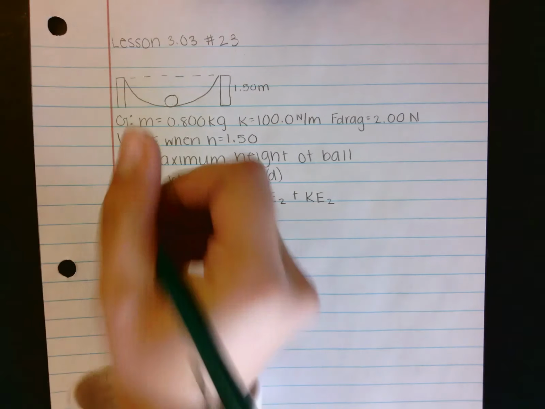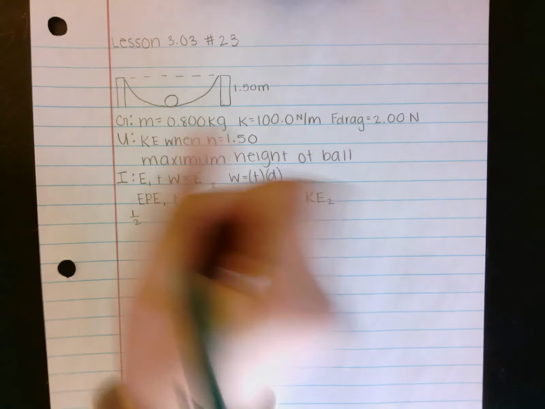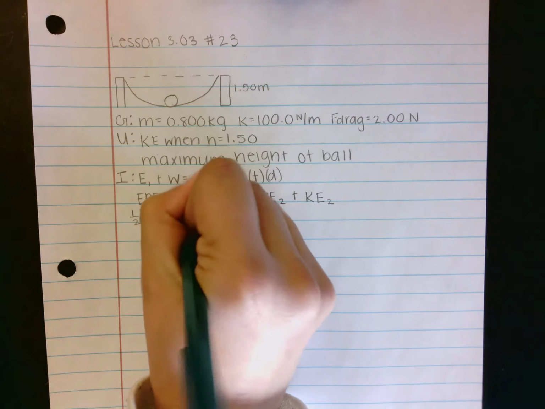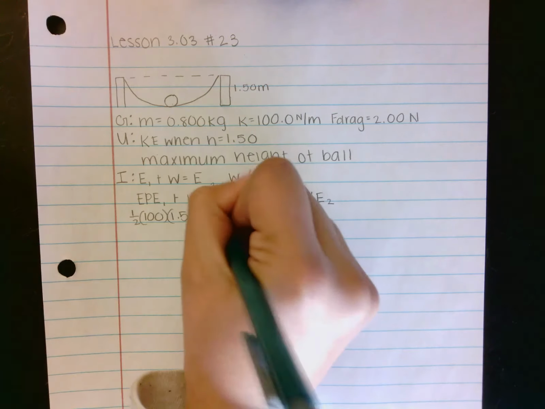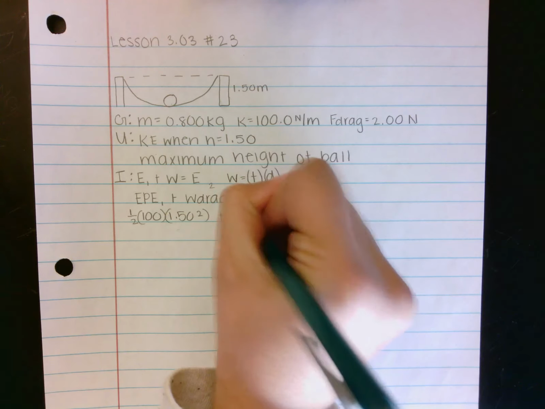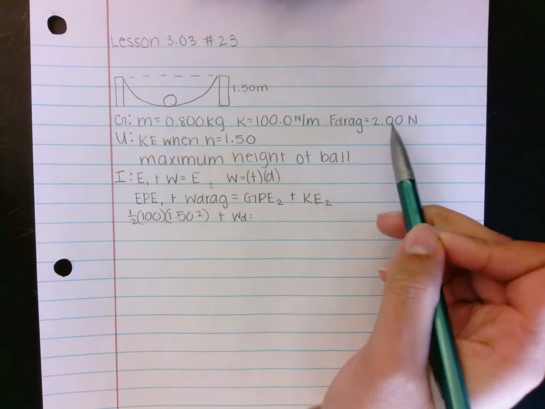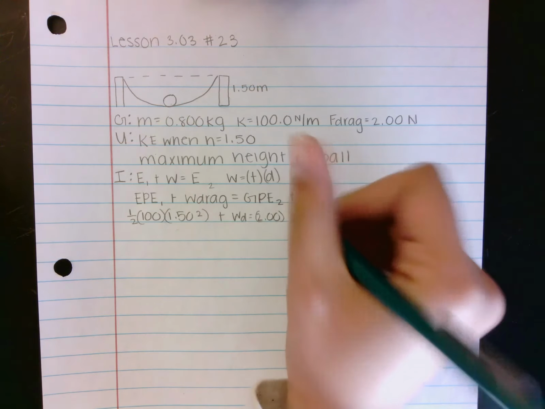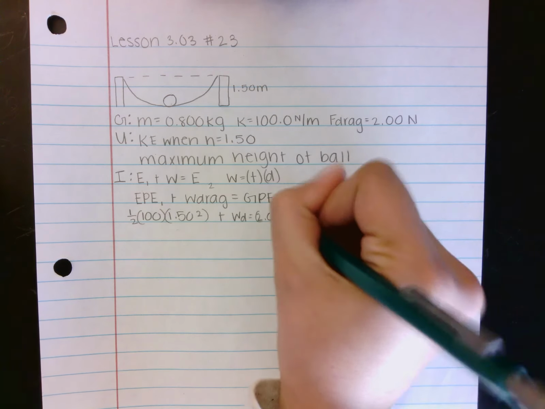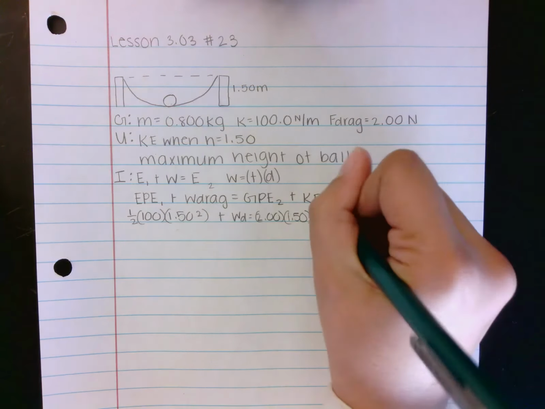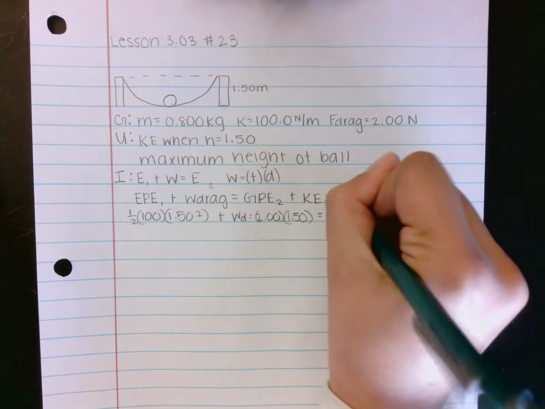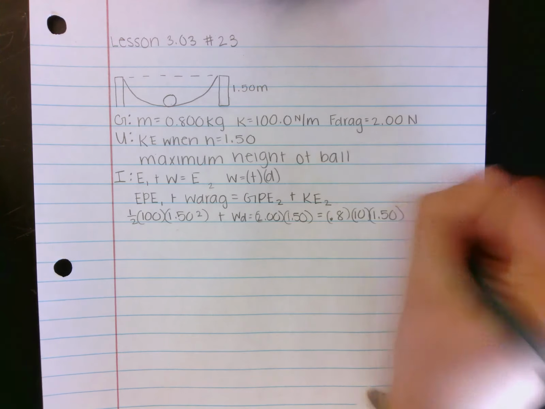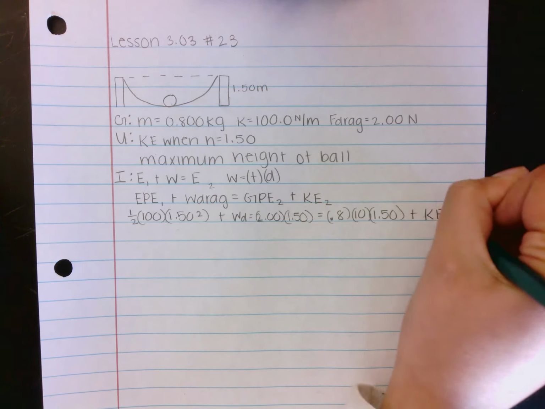So now we can plug in some numbers. 1/2, the K is 100, and then the X is just 1.5, so 1.5 squared, plus the work of drag, which is just the force, 2.00, times the displacement, which is also the height, equals GPE2, and we know the mass is 0.8 times gravity times the height. And then we're trying to find KE, so just KE2.